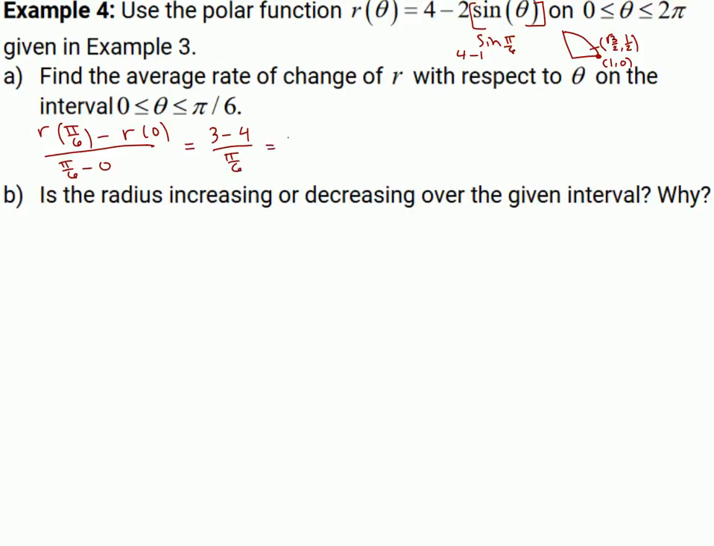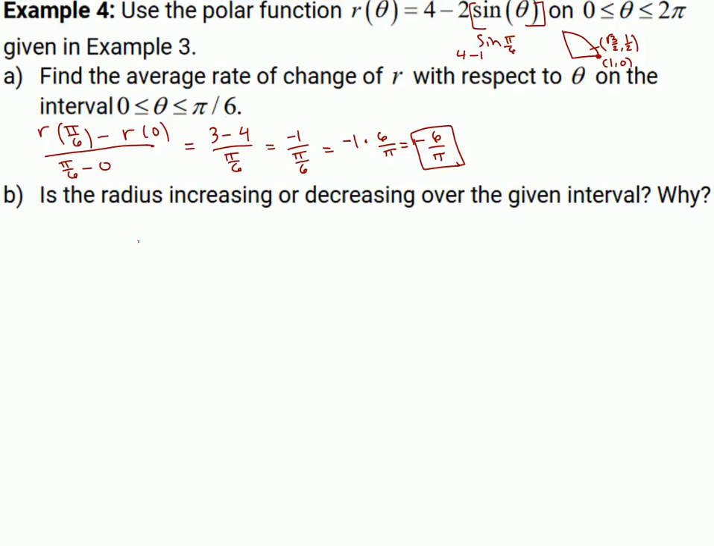I'm going to simplify this a little bit. We get -1 over pi over 6. We'll just do a little keep change flip here. So -1, change that to multiplication, and we'll flip this around in case you didn't catch the reciprocal thing here. No big deal. We end up with -6 over pi. That is our average rate of change from 0 to pi over 6.